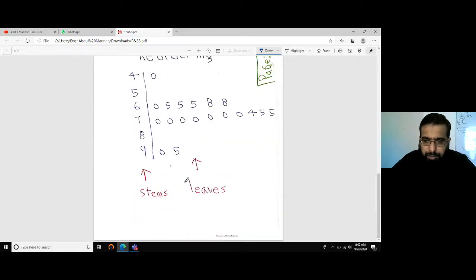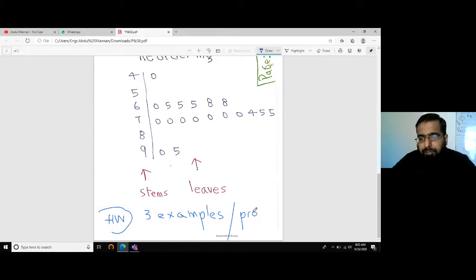So these are stems and leaves, and that's all for this lecture. But students are encouraged to solve at least three examples in the book related to stem and leaf plots. You are encouraged to solve three examples or end problems of your own related to stem and leaf plots.